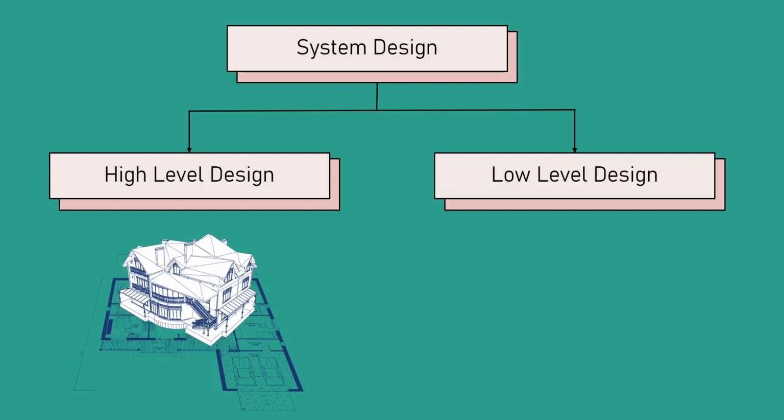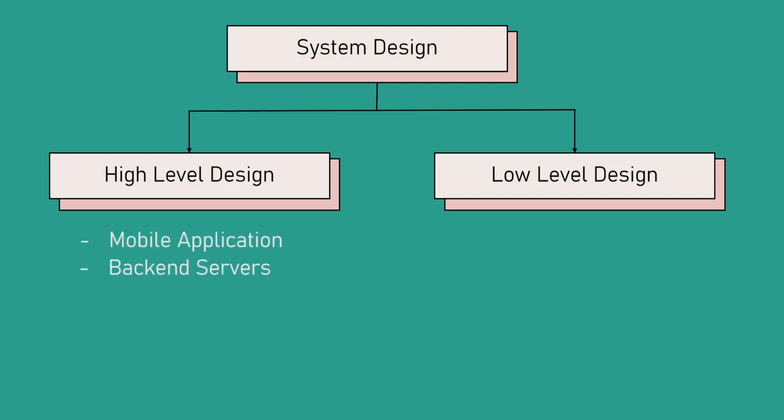In tech terms, HLD is about the big picture, like the main components and how they will talk to each other. For example, if we are designing Instagram, HLD would include things like the mobile app, backend servers, databases, CDN, cache, load balancer, etc. and how all these connect.